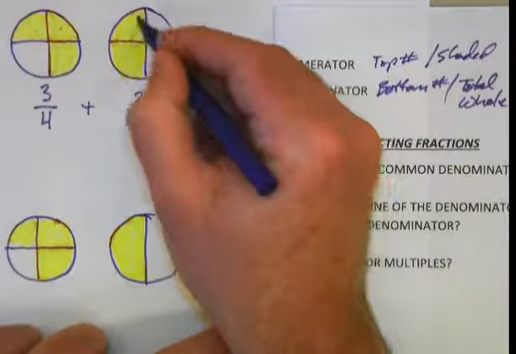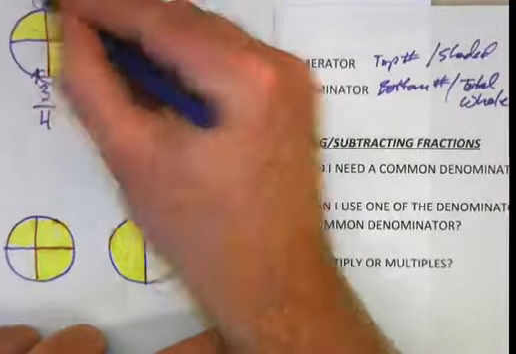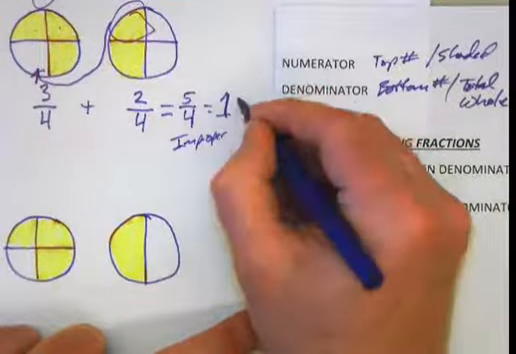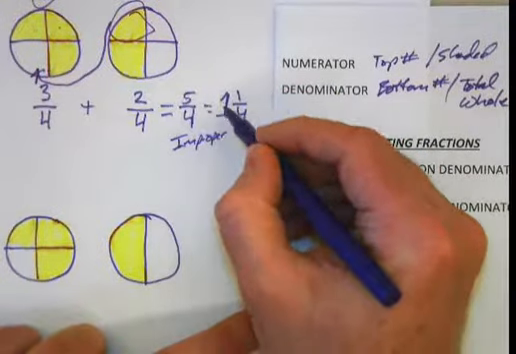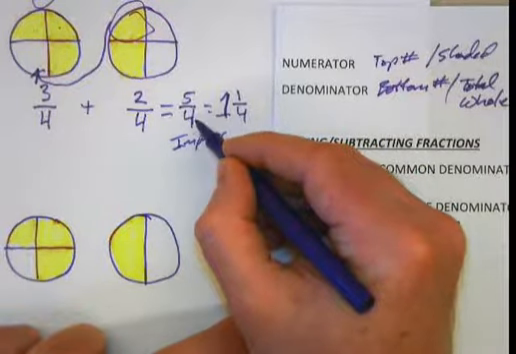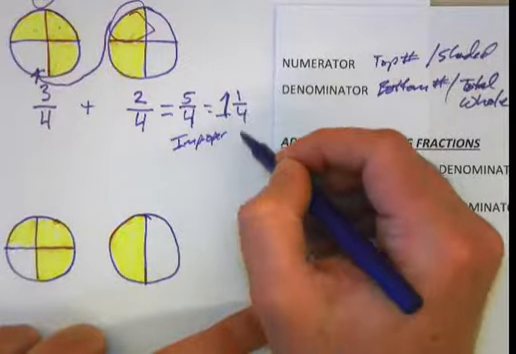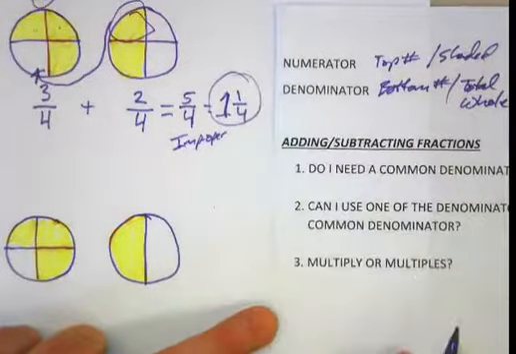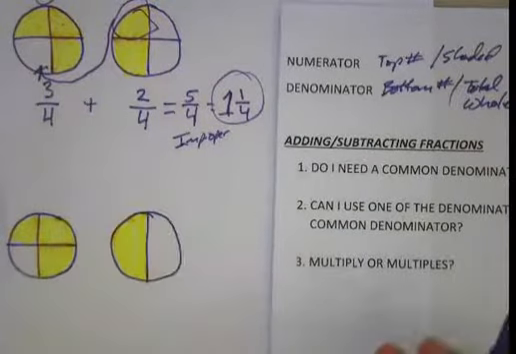We can move one of these pieces over to here, and this becomes 1, and then this becomes 1/4. 1 and 1/4. We do 5 minus 4. We subtract the 4 to make the whole. 5 minus 4 is 1, and 1/4. And so our final answer is 1 and 1/4. And that's how we handle ones that already have a common denominator.